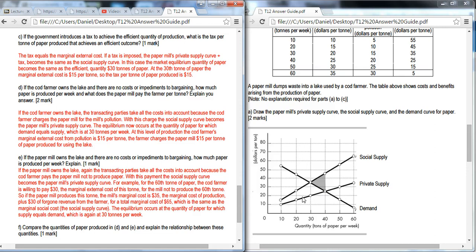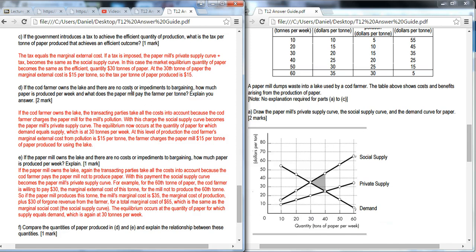Because if you move this private supply curve up $20, you're going to have a different curve intersecting somewhere here. You're not going to intersect at 30 tonnes a week. You need to move it up by the amount that it takes to get the private supply curve to the same intersection point as the social supply curve. And that amount is going to be $15 a tonne, because that's the difference at this socially efficient quantity. Okay, so that's the answer to part C, $15 per tonne.